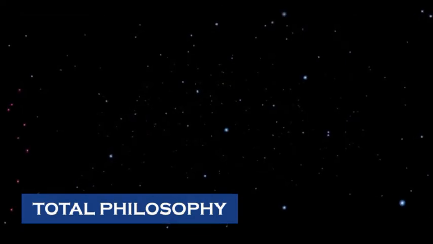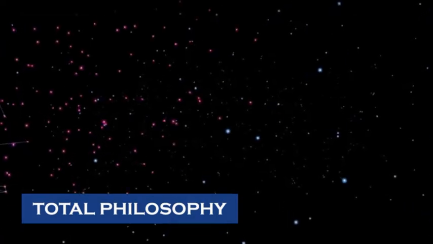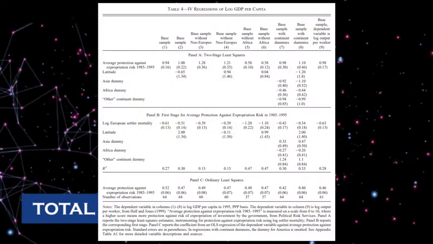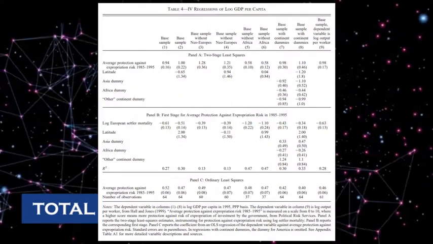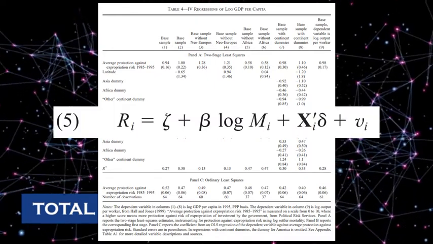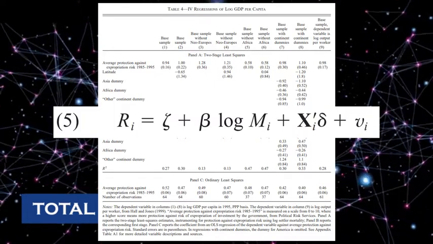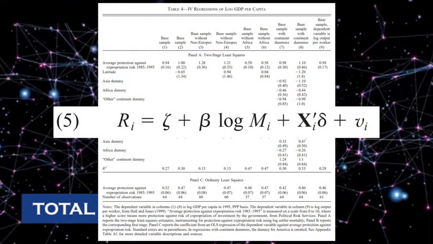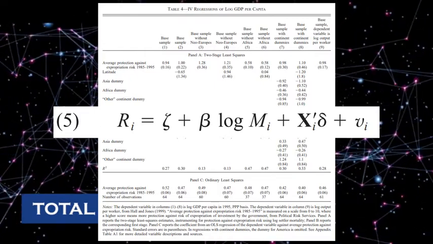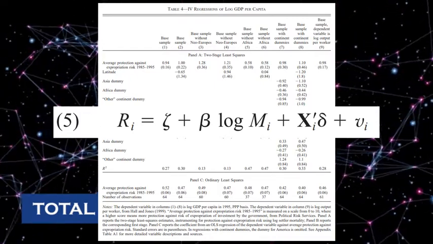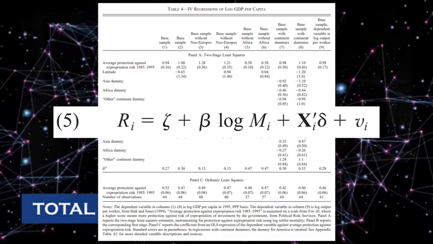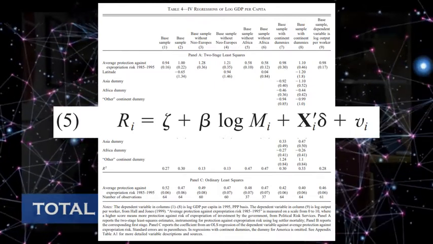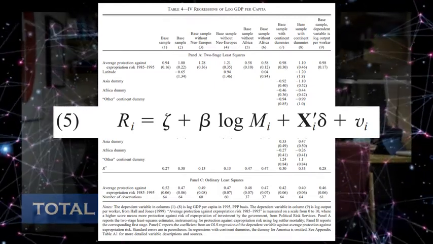Subsection B. Institutions and economic performance. Two-stage least squares estimates of equation 1 are presented in Table 4. Protection against expropriation variable, RI, is treated as endogenous, and modeled as equation 5. RI equals zeta plus beta log mi plus xi delta plus nu I, where mi is the settler mortality rate in 1000 mean strength. The exclusion restriction is that this variable does not appear in equation 1.